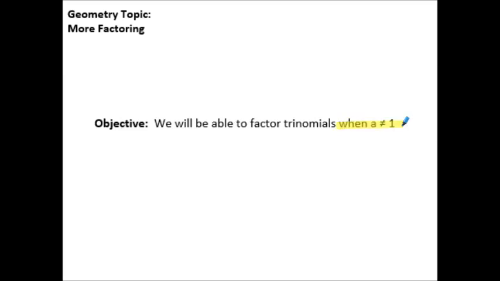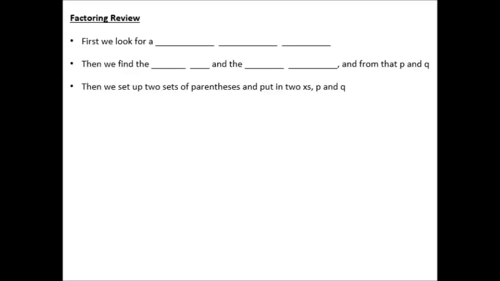In our last class we started talking about factoring when a is equal to 1, so let's review quickly how we did that. First, we looked for a greatest common factor. Always remember to look for a greatest common factor first. We need to pull that greatest common factor out before we start factoring, or the rest won't work.